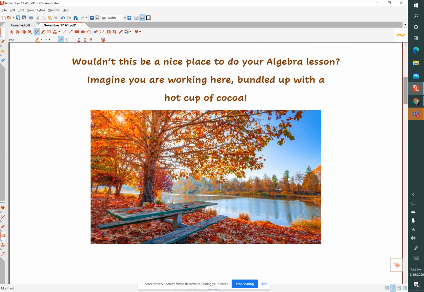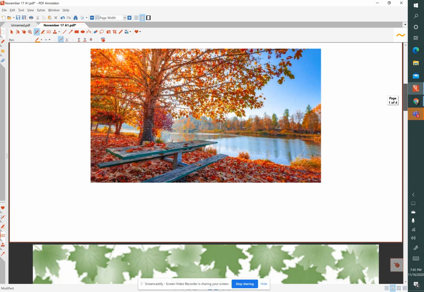So for you today, I thought this was a beautiful spot. I thought, wouldn't it be nice to do our algebra lesson here in this place? And we can imagine working here bundled up with a hot cup of cocoa. And I can imagine that it could be in Connecticut somewhere, maybe even nearby. We do live in a beautiful, beautiful area of the state. So I just thought how fun it would be to hold class there together. That would be a lot of fun.